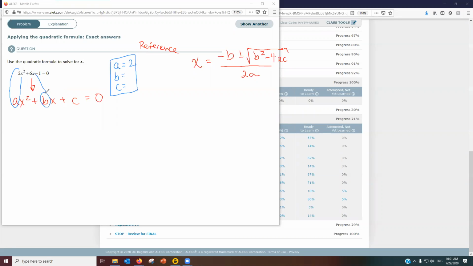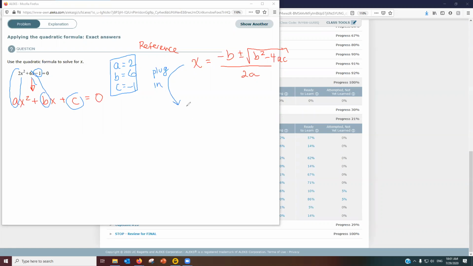B is whatever number is in front of x. In our example, that's 6. And c is whatever constant is over here on the right side. In our example, that's negative 1. Now that I know a, b, and c, I plug these values into the quadratic formula, and then I'm just going to work this out numerically.